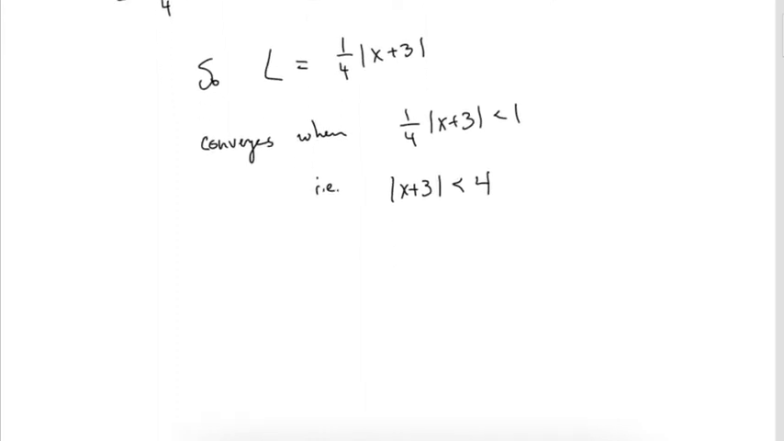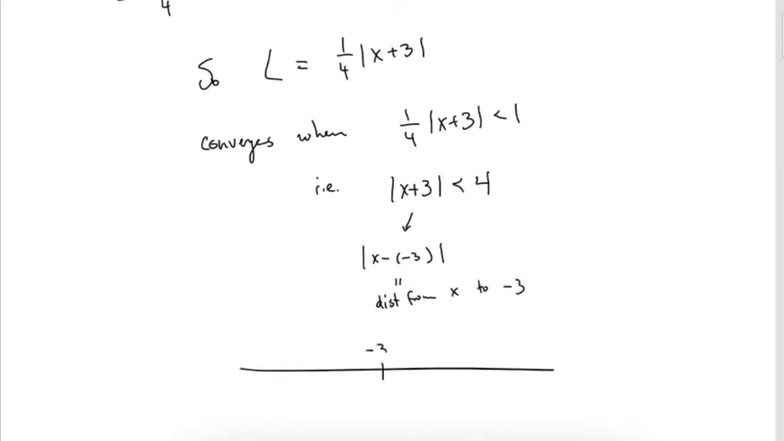What this says is you can think of this x plus 3, which is the same as absolute value x minus negative 3, as the distance from x to negative 3. So the center of this power series is minus 3, and it converges when the distance from x to that number is less than 4. It converges for all numbers within 4 of that, so it goes up to plus 1 and down to negative 7.